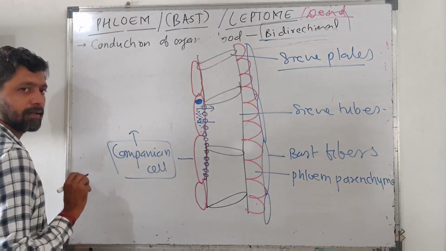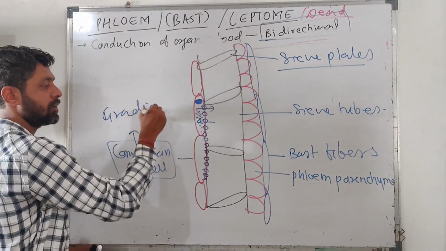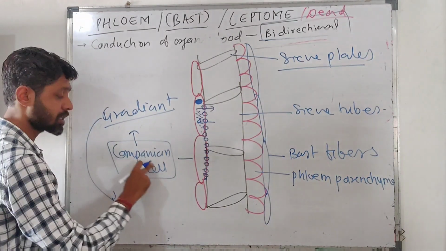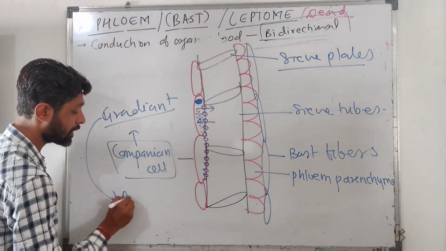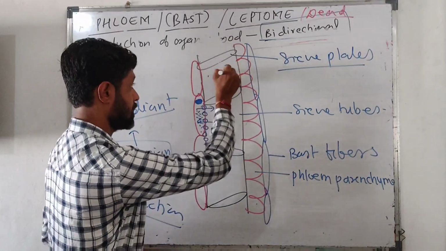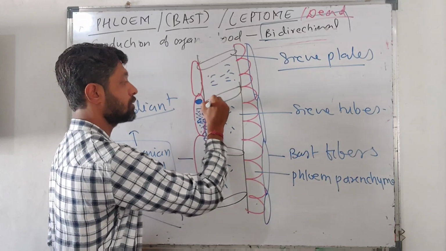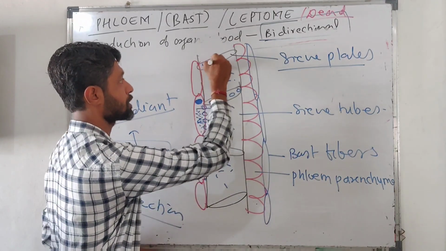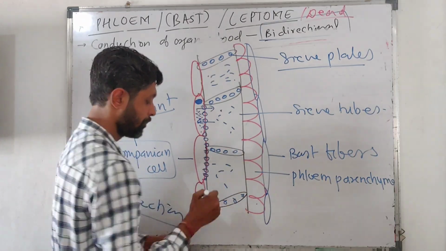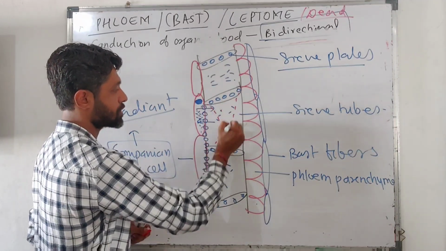So this companion cell is going to maintain a pressure gradient. It is going to set a gradient, and with the help of this gradient the companion cell is going to define the direction of flow of food. Suppose here there is food, here there is food, and on the sieve plate there is a perforation. Sieve plates also have perforations. So this perforation is going to maintain a stream of your food.